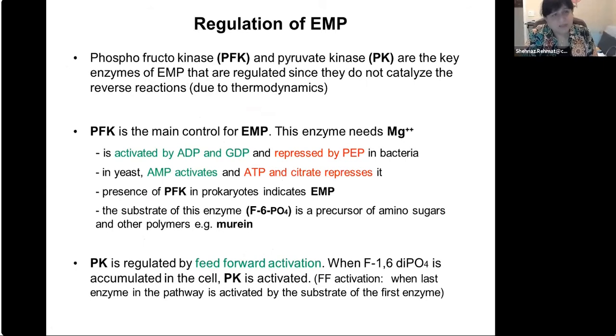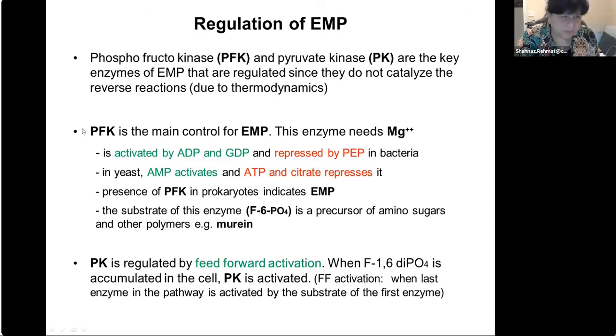Now, how is this main pathway, EMP, regulated? What are the enzymes that regulate this pathway in bacteria? The phosphofructokinase, which is abbreviated as PFK, and pyruvate kinase. These are the two enzymes that do not catalyze a reverse reaction, and this is due to thermodynamics, of course, but these are the only enzymes in your EMP that are not reversible, and therefore your EMP pathway will be regulated by these two enzymes.